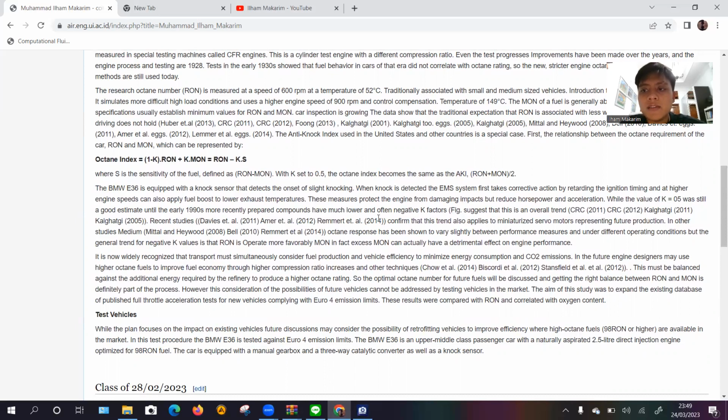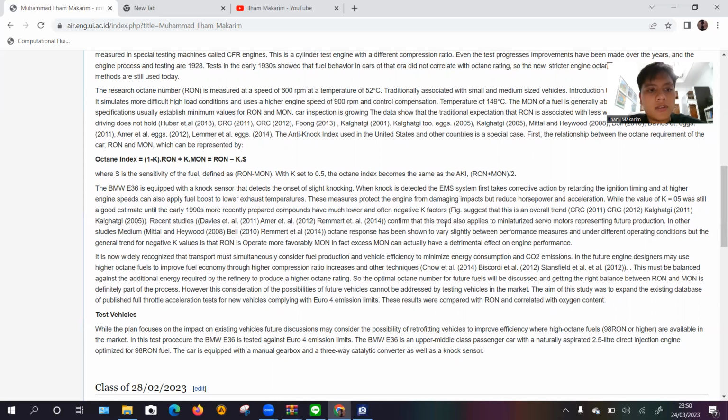While the value of K equals 0.5 was still a good estimate until the early 1990s, more recently prepared compounds have much lower and often negative K factors. And this is the reference I put in here. And from the reference, it confirmed that this trend also applies to miniaturized servo motors representing future production.